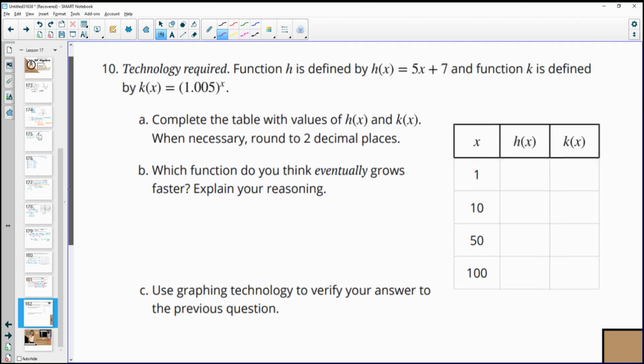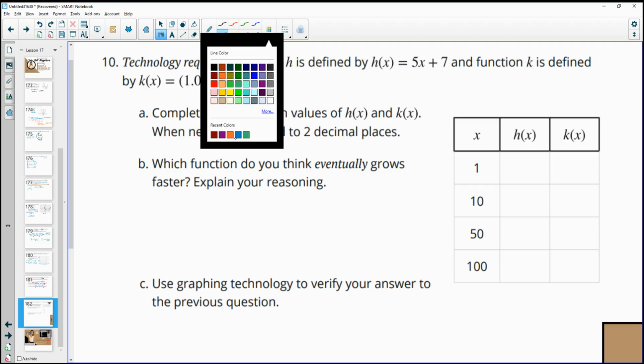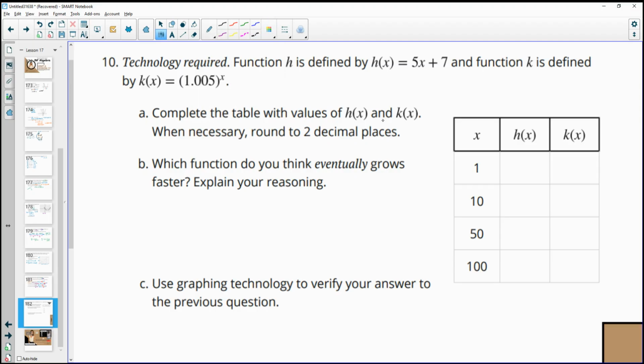Number 10, function h is defined by h of x equals 5x plus 7, and k is defined as k of x equals 1.005 to the x. Complete the table of values for h of x and k of x. When necessary, round to 2 decimal places.